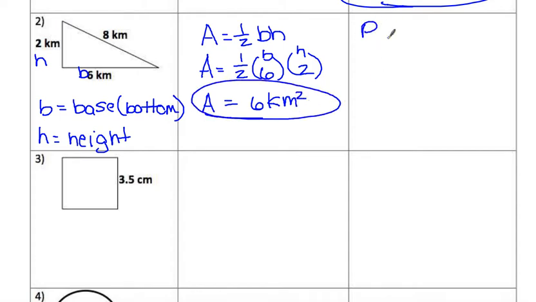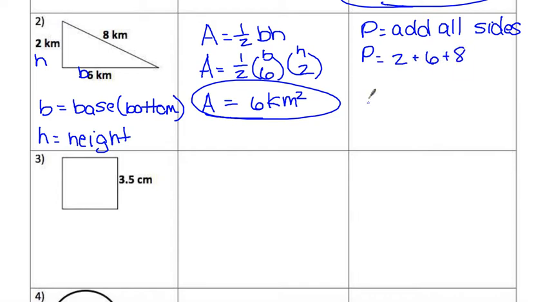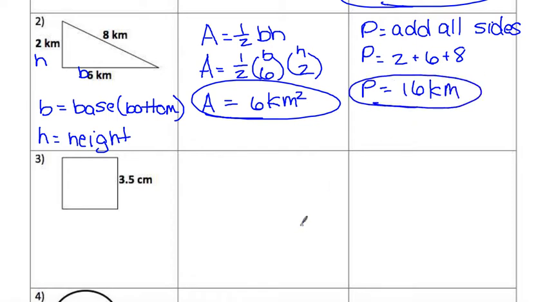Now to do the perimeter of a triangle, there is not a formula on your formula sheet, but you can use what you learned in elementary school, which is just to add all the sides. So if we know all the side measurements, you're just going to add them all together. So we're going to add 2 plus 6 plus 8. And if we do that, we get 16 kilometers. And that's the final answer for that, because it's plain perimeter.